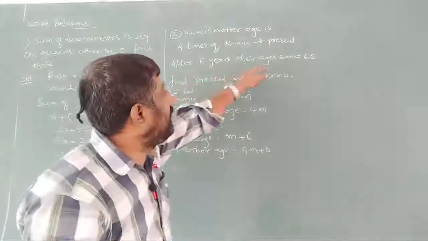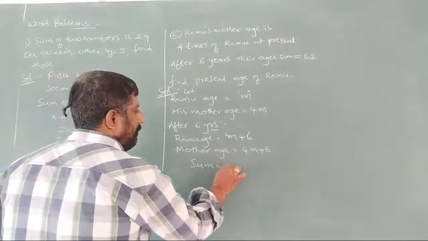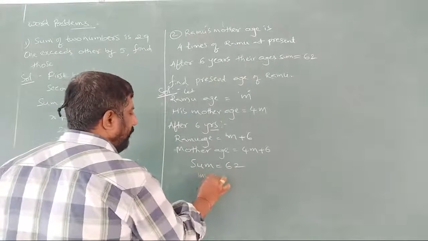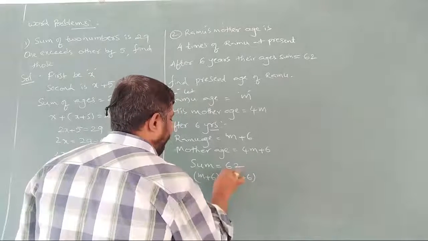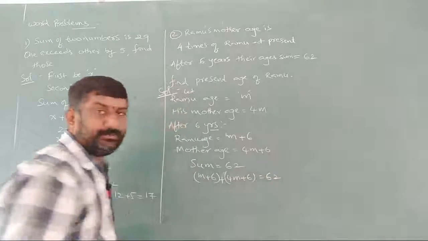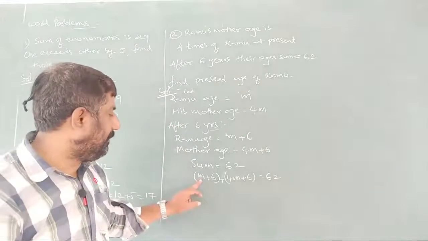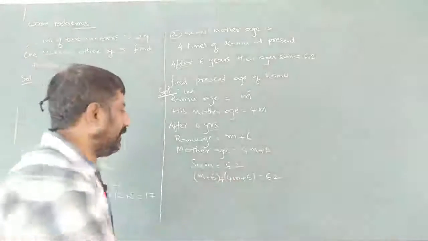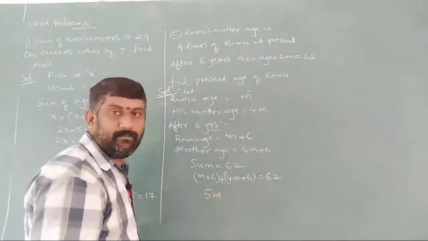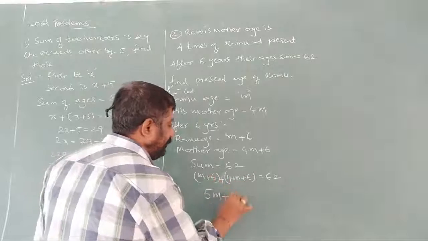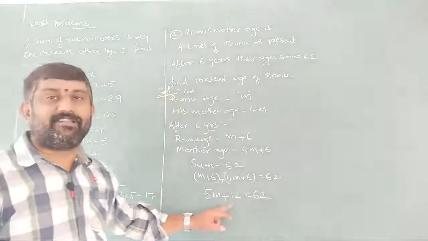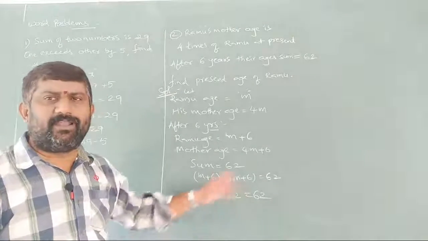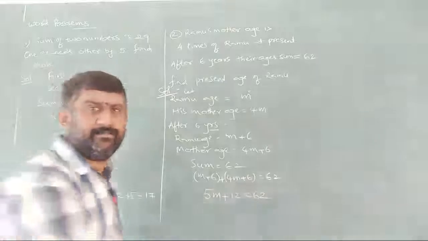But what is given? After 6 years, their ages sum is going to be 62. So the sum, add these two, m plus 6 plus 4m plus 6 is 62. How many m's are we finding here? 1m and 4 m's. Nothing but 5m plus 12 is equal to 62. Now we got our simple equation here. You can solve by our regular method, sending this 12 to that side.